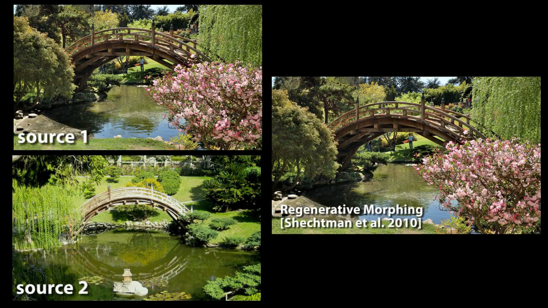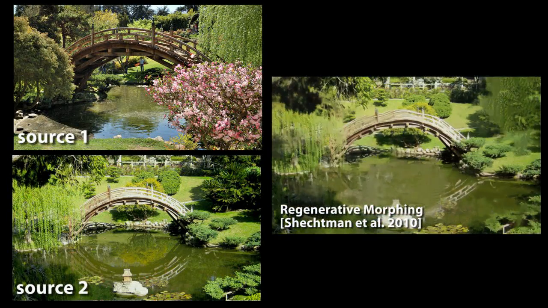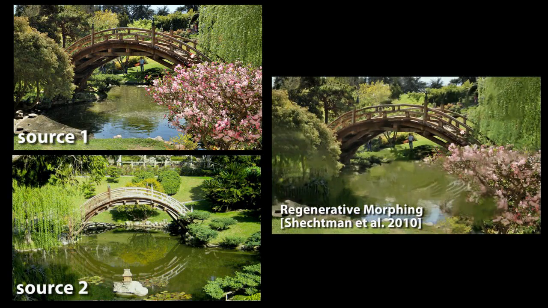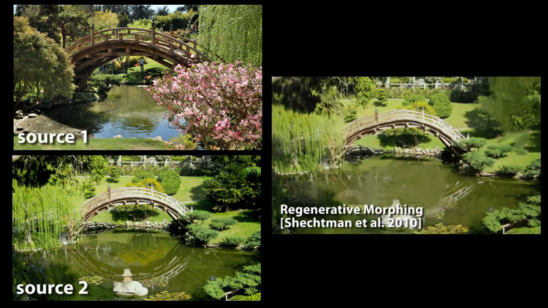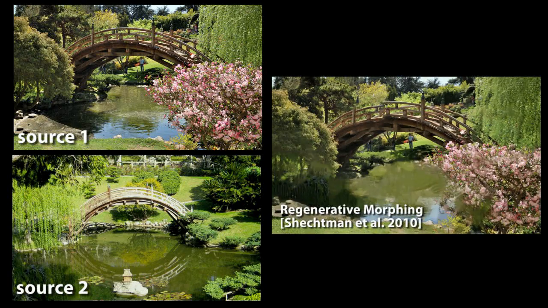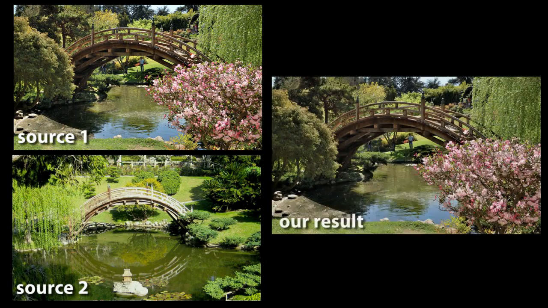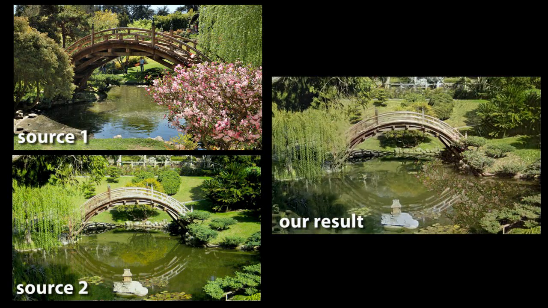Finally, our framework can also be used for regenerative morphing. This method produced poor results when morphing between differently shaped or colored objects. In contrast, our method can automatically produce compelling morphs even under challenging conditions.